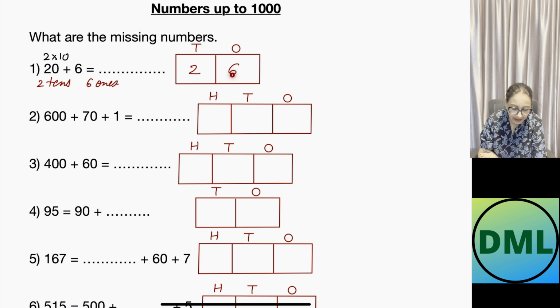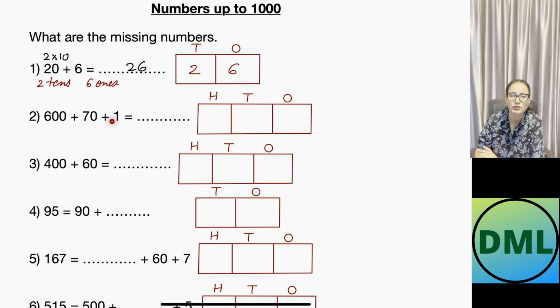At the ones place, I will put 6 because it is 6 ones. And at the tens place, it is 2. So what is my number here? Can you read this number here? Your answer is 26. Let's write down the answer here as 26. This will be my answer. Let's see the next question here.